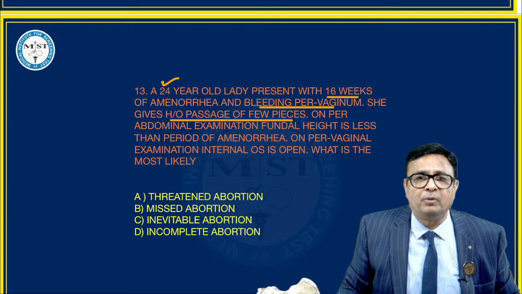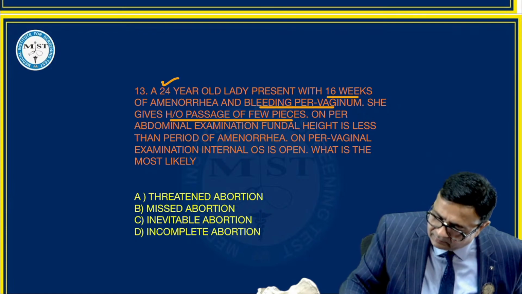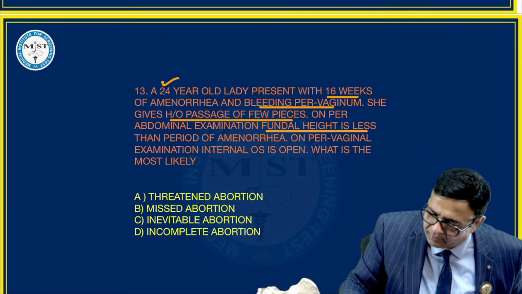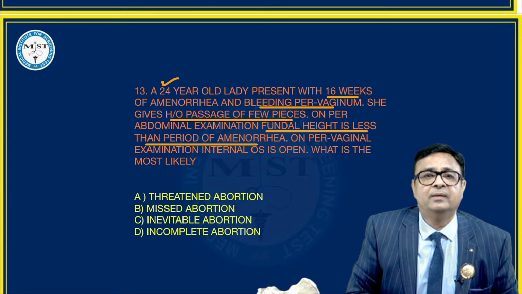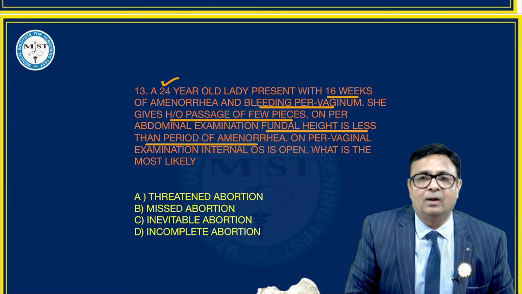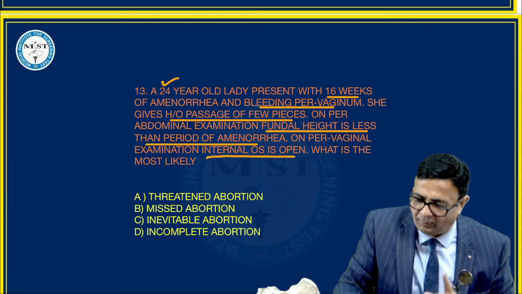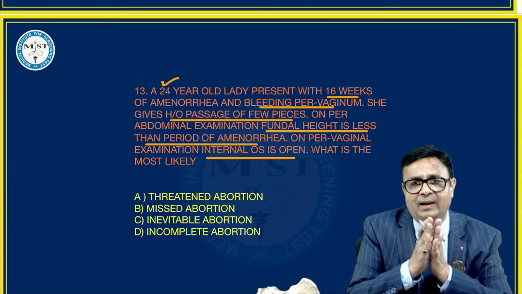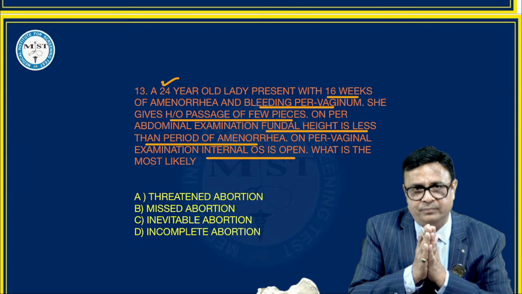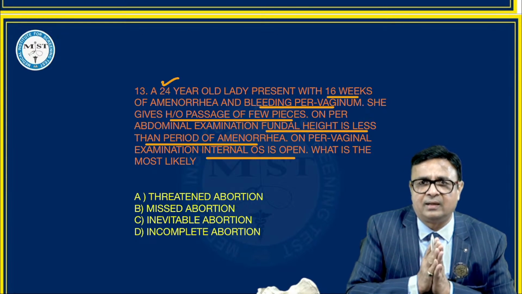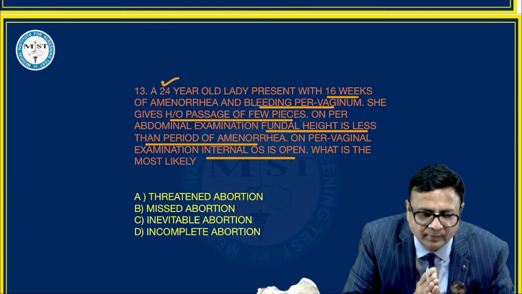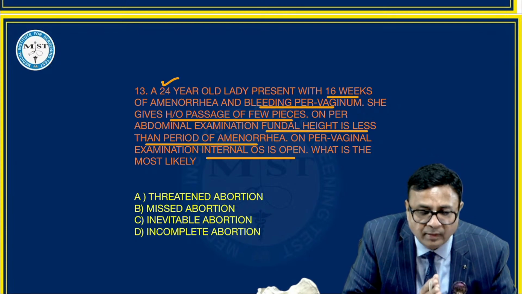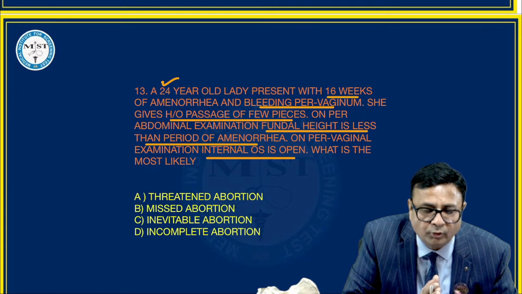On per abdominal examination, fundal height is less than period of amenorrhea. Vaginal examination, internal os is open. What is most likely? Please answer the question.